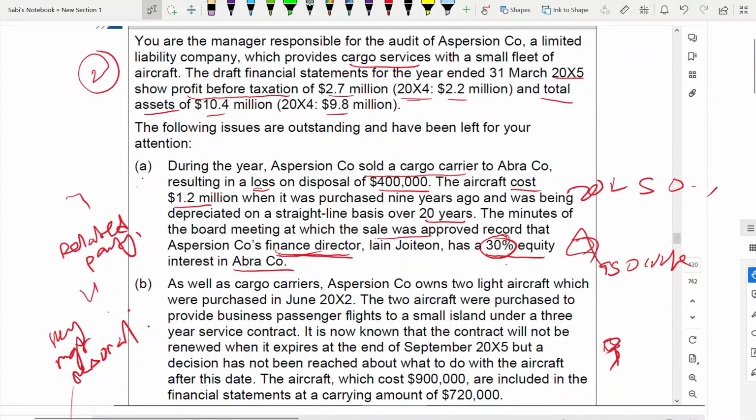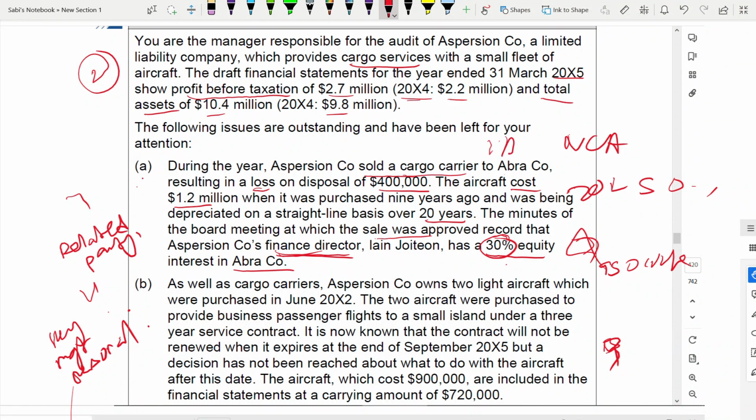I will come to the answer shortly, but these are what we need to answer. This is like a web I am creating, with all the possible things. Now, remember, it's a cargo carrier. What is a cargo carrier? The transaction is a related party transaction after they've sold, but a cargo carrier is a non-current asset. NCA, non-current asset. Which standard?